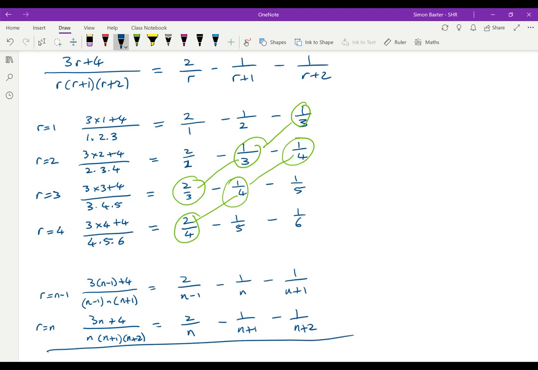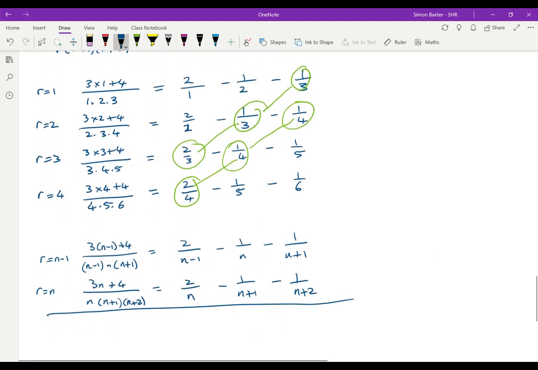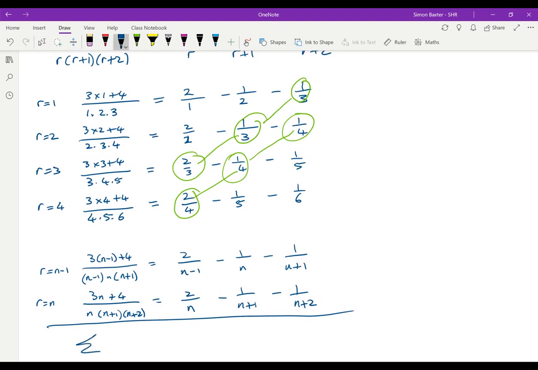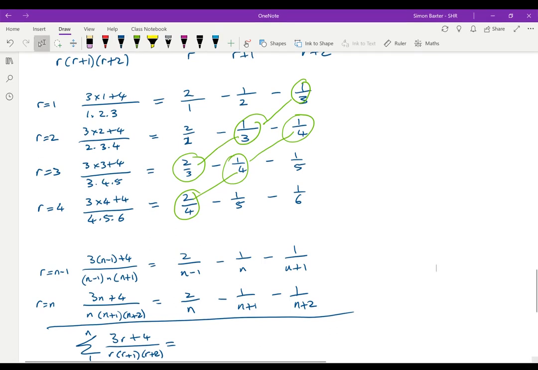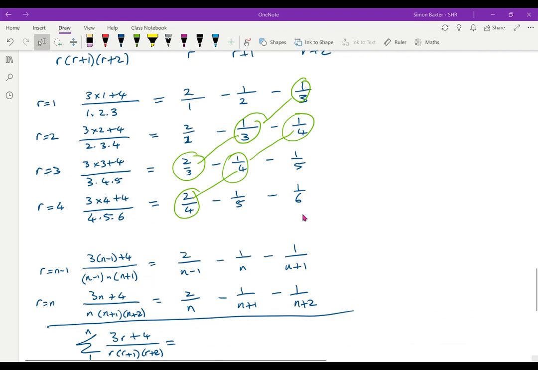Now we want to add them up. Well, adding them up on the left-hand side, I've got what I'm looking for, the summation of (3r plus 4) over r(r plus 1)(r plus 2) from 1 to n. On the right-hand side, I need to look and see what I've got. At the top, the ones that I haven't used are 2 minus a half plus 1. So that's 5 over 2. 2 plus 1 is 3 minus half, 2.5. So I have 5 over 2.